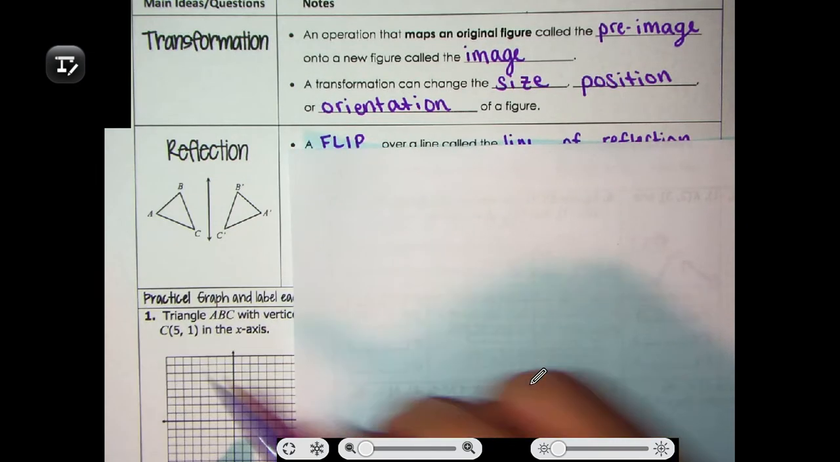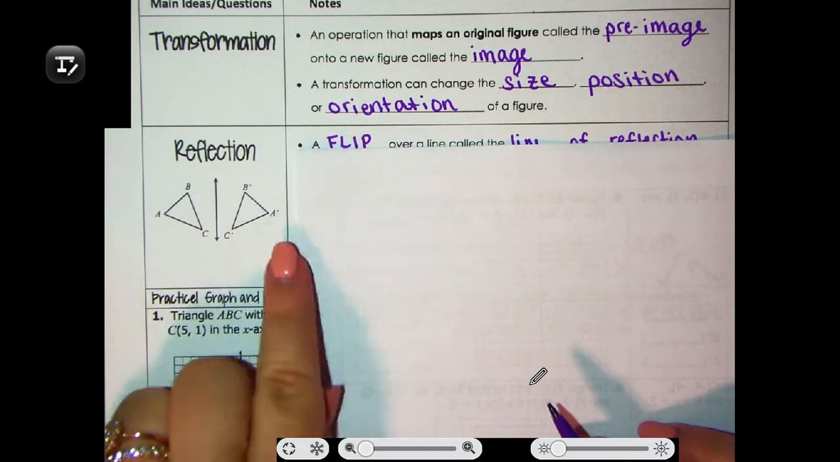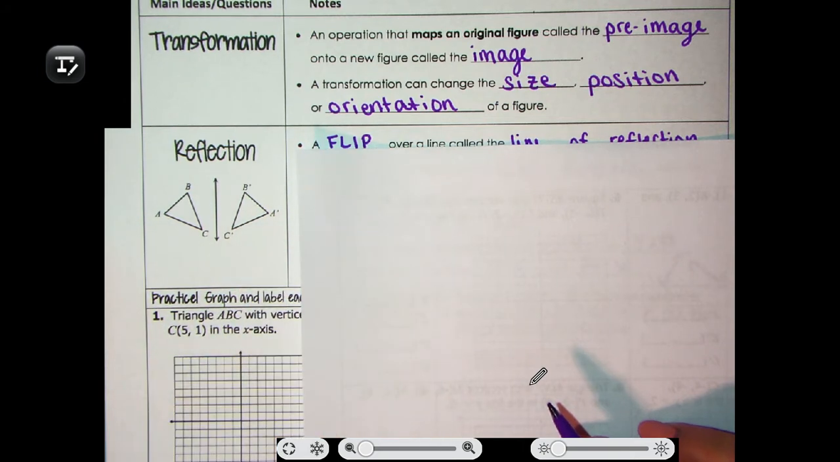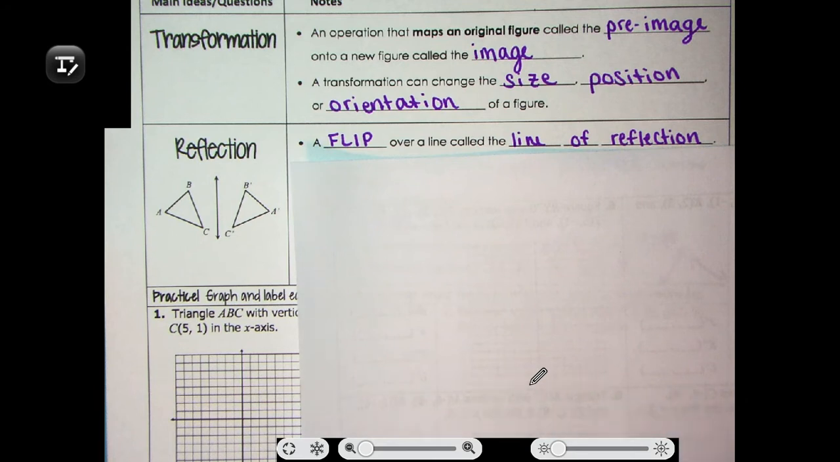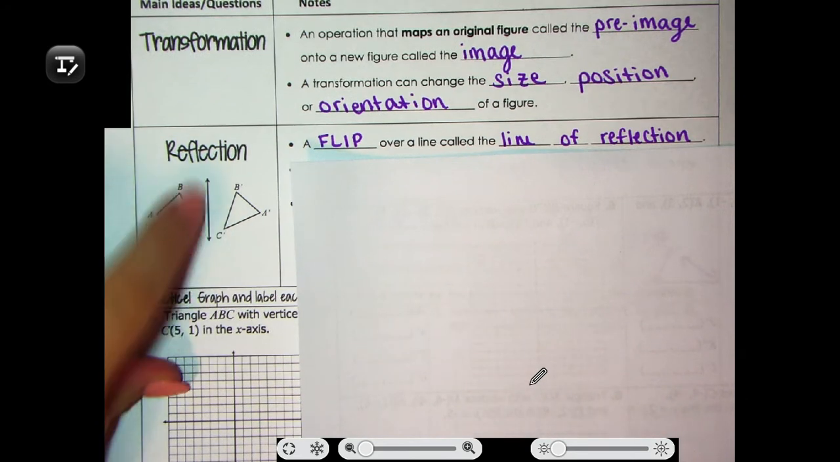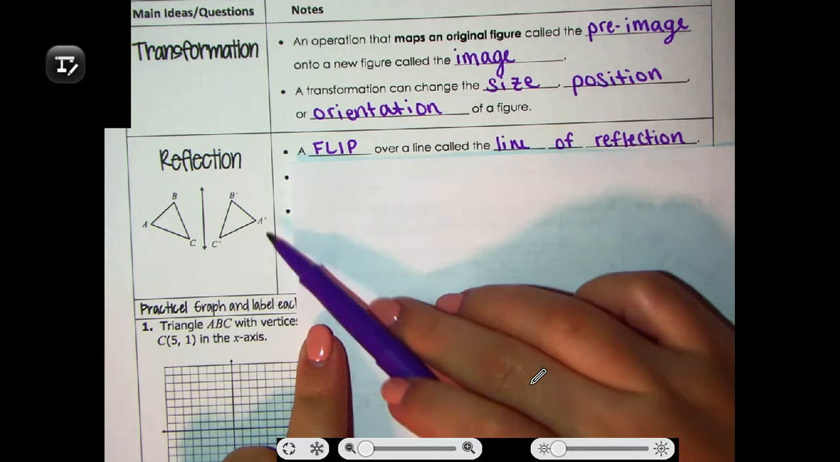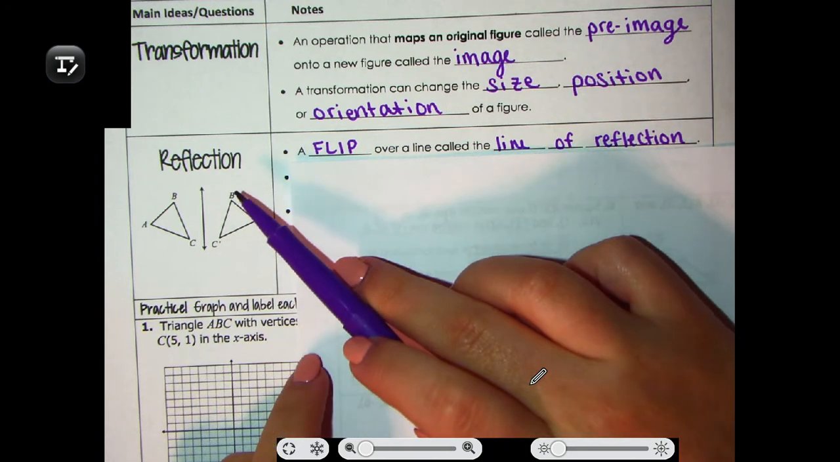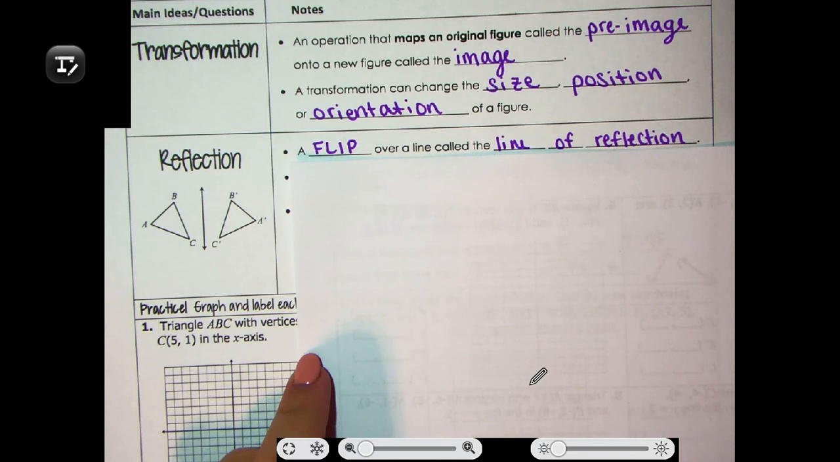So you have on the side here what a reflection looks like. You have this triangle over here. So this is our pre-image, the before, and then it's reflected onto the other side. So what is that called? That's a flip over a line, this line, and it's called the line of reflection. So this line right here is the line of the reflection. It's what we flipped the figure over. And then you can see the notation here. We read these as A prime, B prime, and C prime, meaning like the after point.